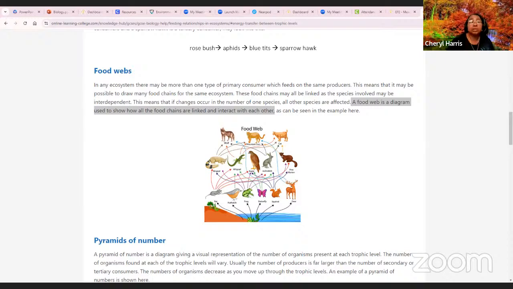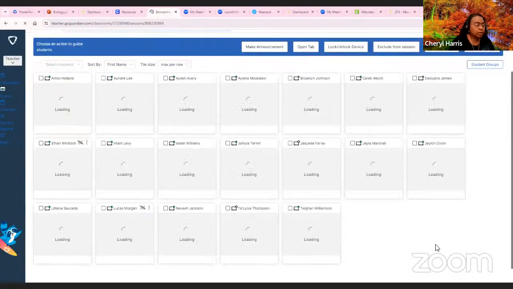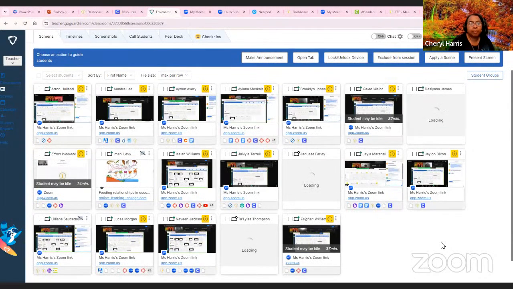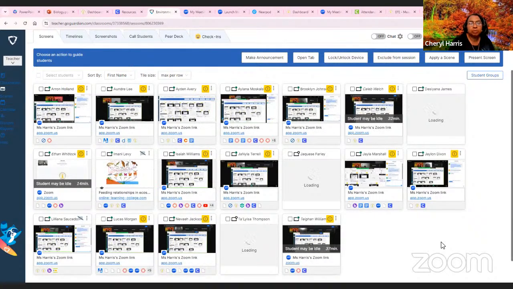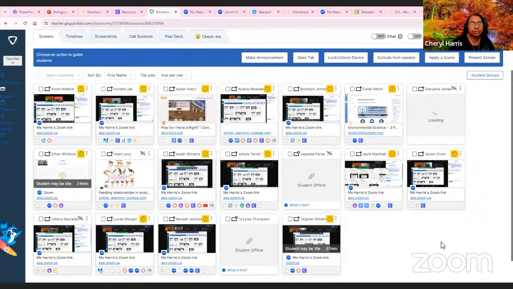It's blocked, even though I have GoGuardian on it. Maybe my GoGuardian turned off. It did. No, it didn't. All right. Well, just look at it from where I'm looking. And I got so many of you not looking at it. Why is that? I'm looking at GoGuardian and I got one person. Thank you, Imani, who's actually looking at it.